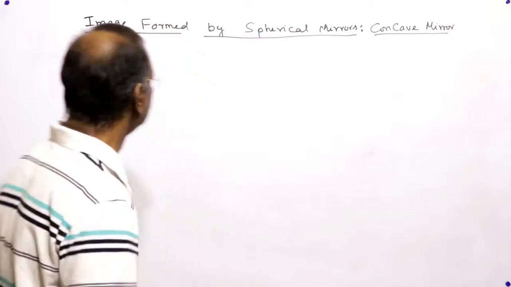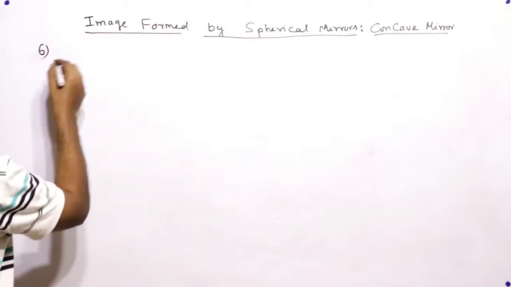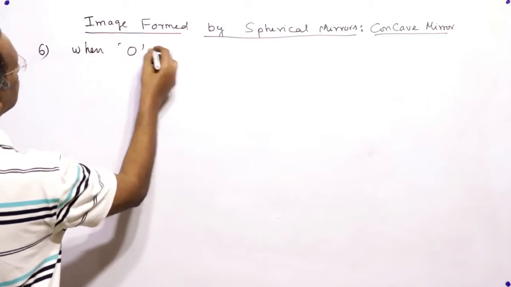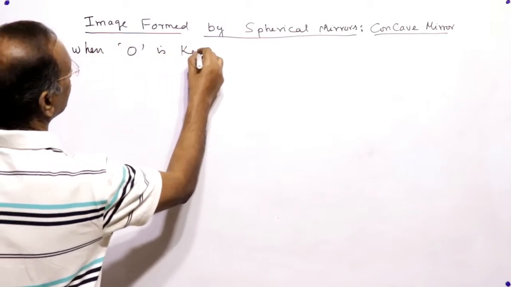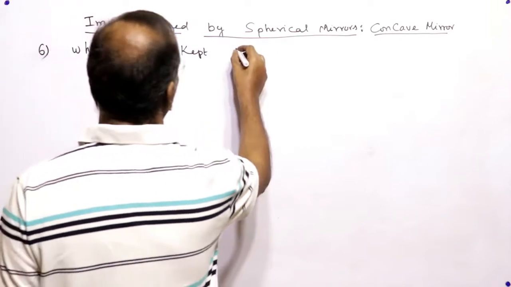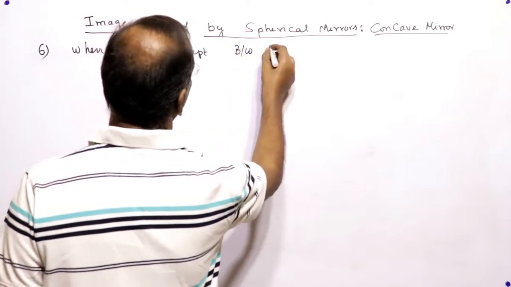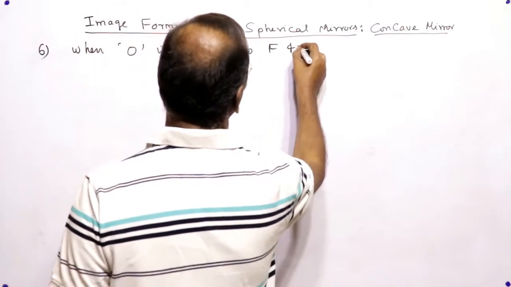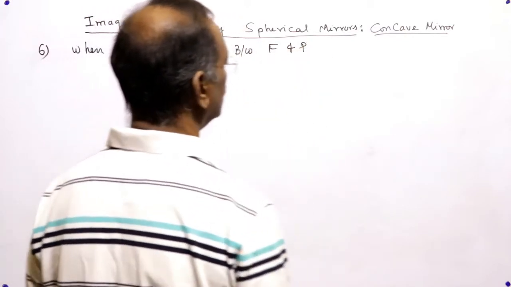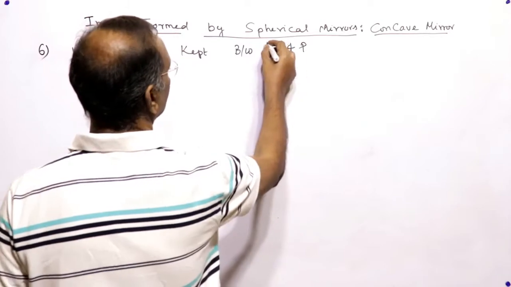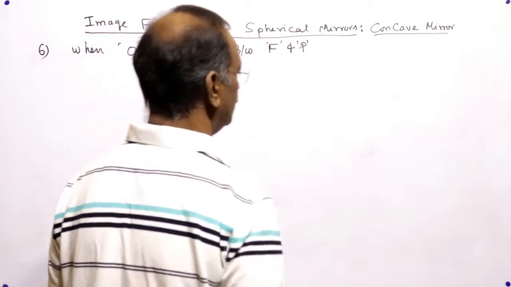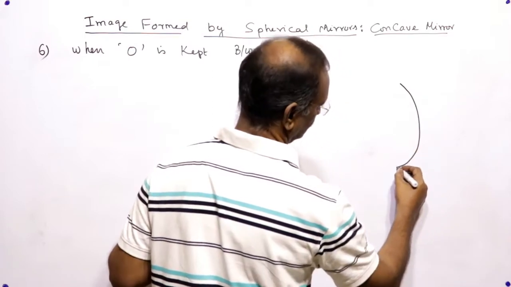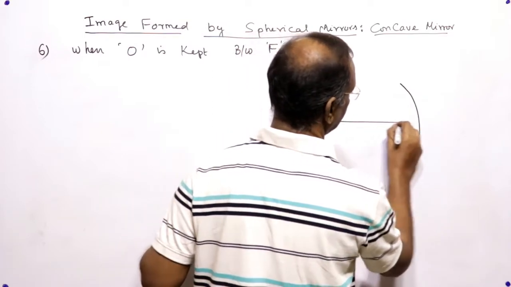Sixth case, when the object is kept between the focus and the pole. When we keep the object between the focus and the pole, this is the principal axis.